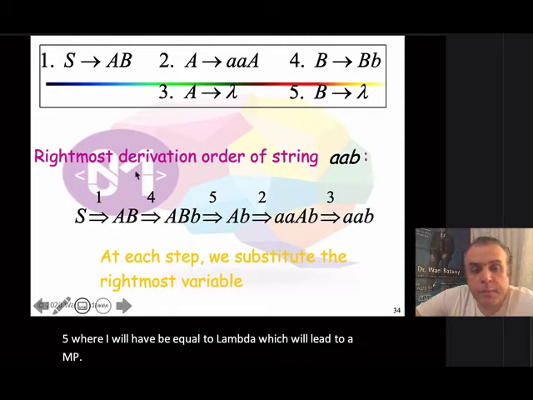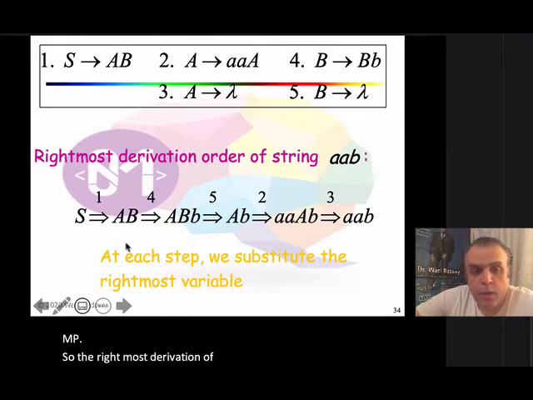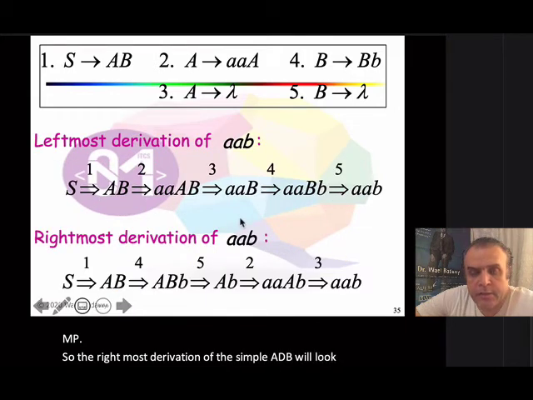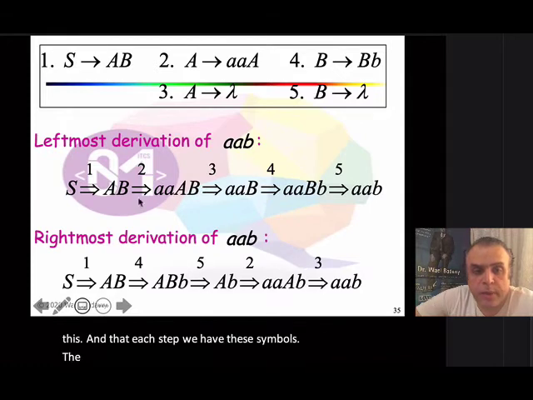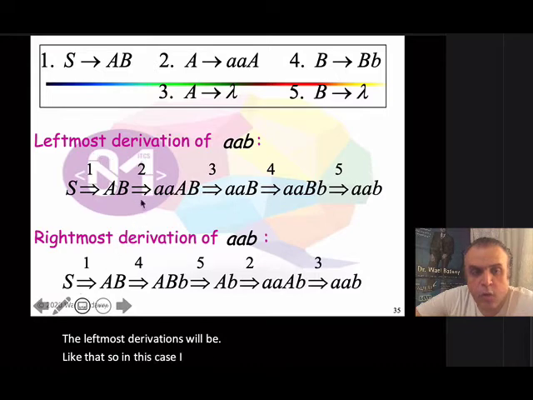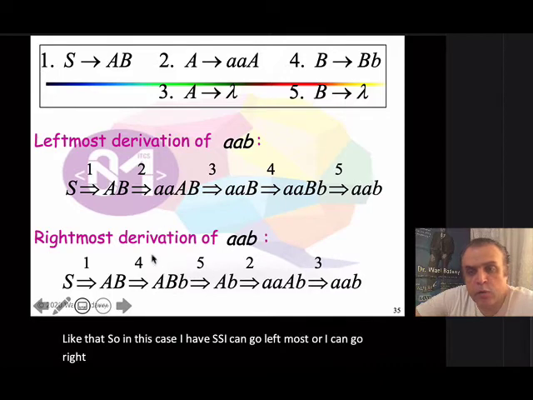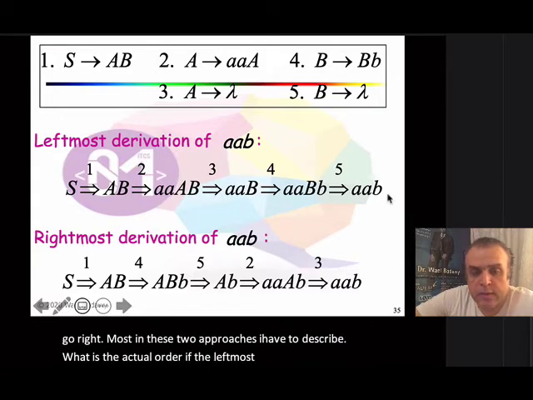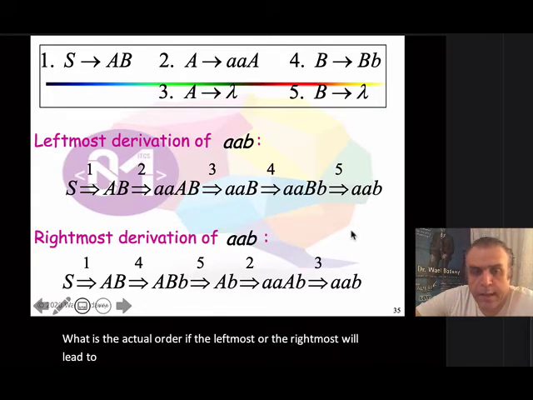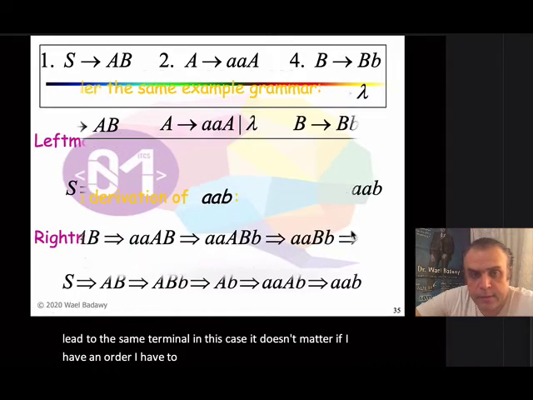So the rightmost derivation of the symbol AAB will look like this, and at each step we have these symbols. The leftmost derivations will be like that. So in this case, I have S and S. I can go leftmost or I can go rightmost. In these two approaches, I have to describe what is the actual order. If the leftmost or the rightmost will lead to the same terminal, in this case, it doesn't matter. If I have an order, I have to use what we call parentheses.